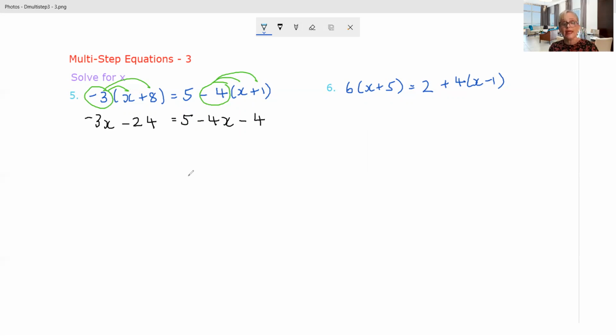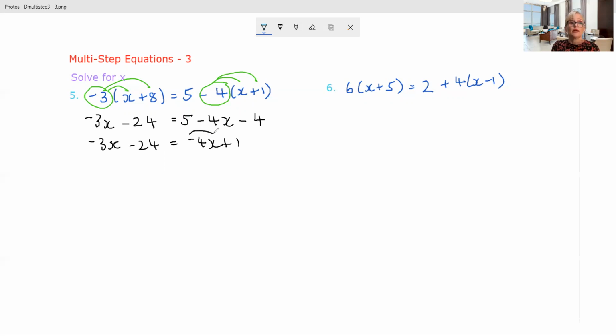Now, before we do anything else, let's just tidy up each side so that we've just got an x term and a constant term before we start moving x's around. So 5 minus 4 is 1, isn't it? So we've got negative 4x plus 1, or you could write it as 1 minus 4x. It's exactly the same thing.